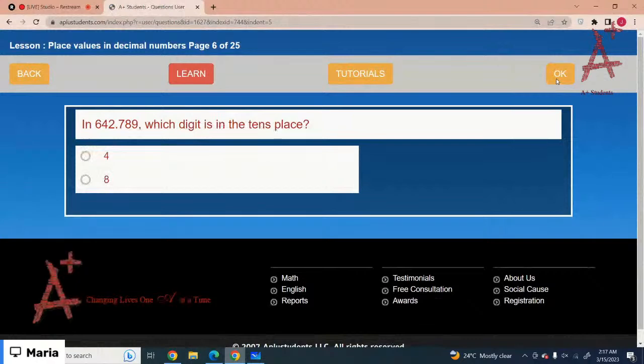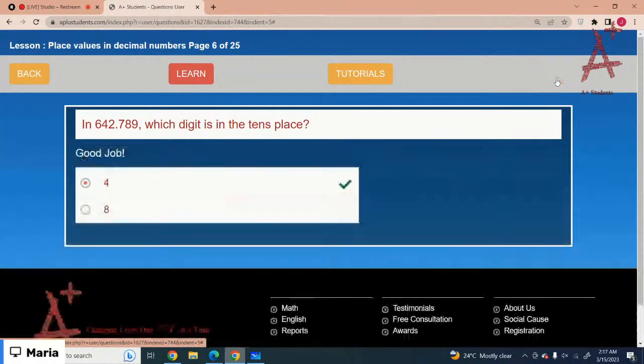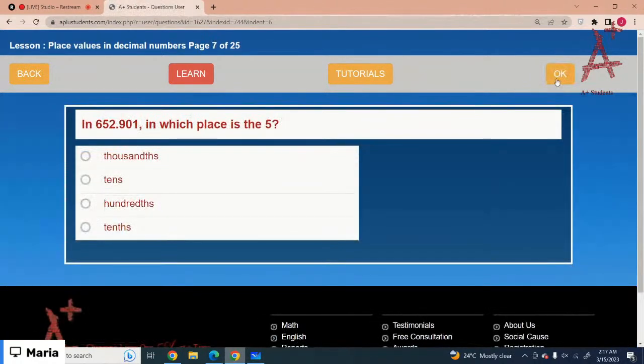In 642.789, which digit is at the tens place? 4 or 8? 4 is at the tens place. Got it? Tens, simple tens. So 4 is at the tens place. 7 is tenths. Just look at the spellings.